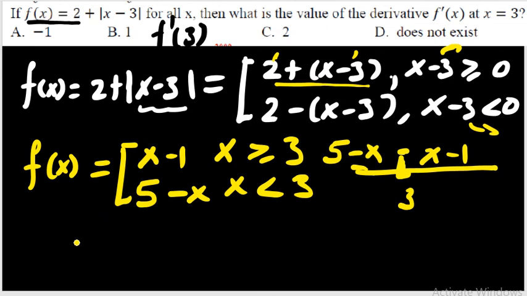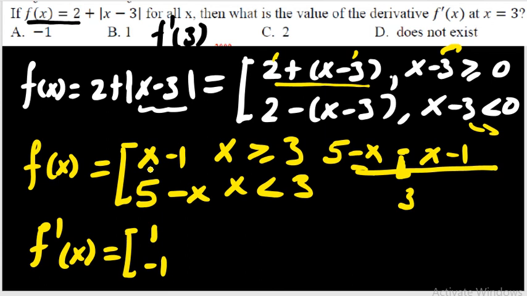But what are we looking for here? We are trying to find f derivative at 3. So first, let's derive the function. The derivative of the function means it's 1 or negative 1. We'll derive the above. The derivative of x minus 1 will be 1, and the derivative of 5 minus x will be negative 1, when x is greater than or equal to 3 and when x is less than 3.